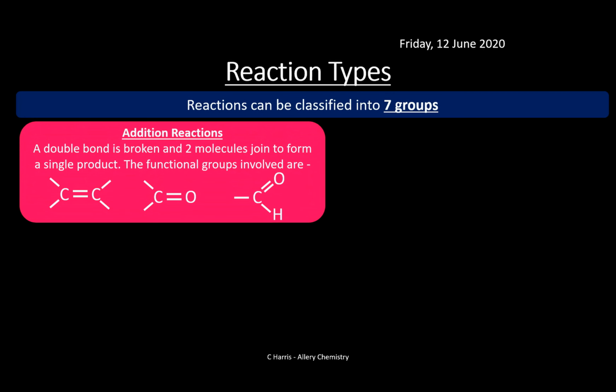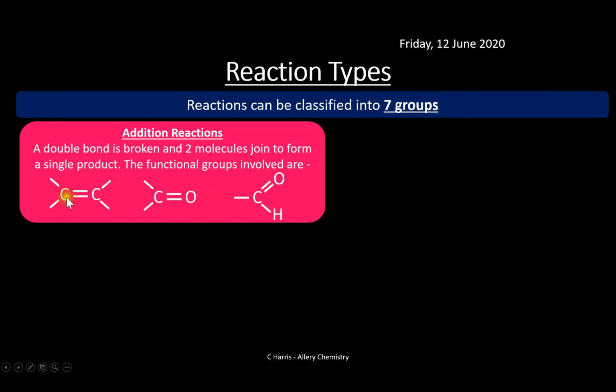So the first group are addition reactions. So addition reactions are akin to molecules with a double bond in there. So you can add chemicals to it. So these are things like, for example, aldehydes here, ketones, and alkenes as well, so we can add to that double bond.